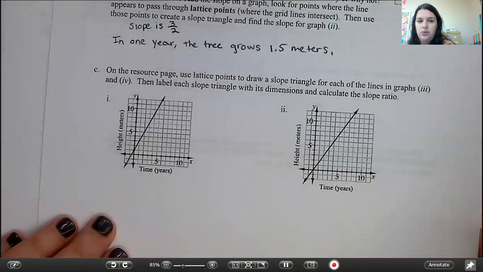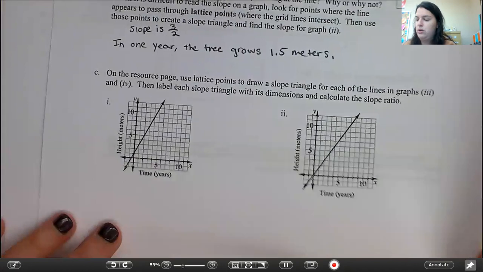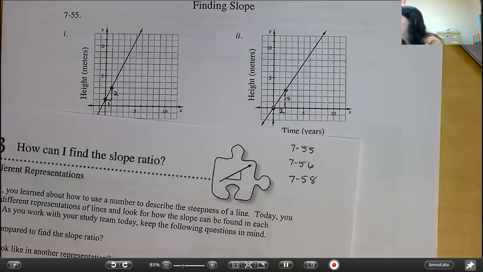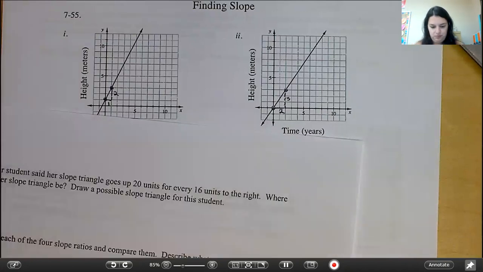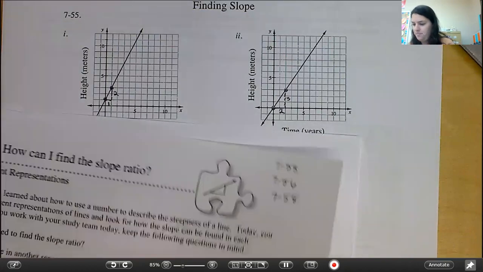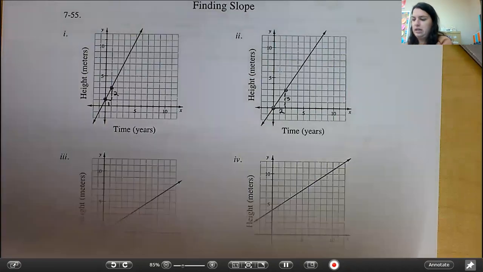Part C says, on the resource page, use lattice points to draw a slope triangle for each of the lines in graphs 3 and 4. Then label each slope triangle with its dimensions and calculate the slope ratio. So go ahead and pause the video and do part C, which is graphs 3 and 4. Okay, if you're back with me, that is going to be something that we save to talk about in class, graphs 3 and 4. So flipping over to 756.